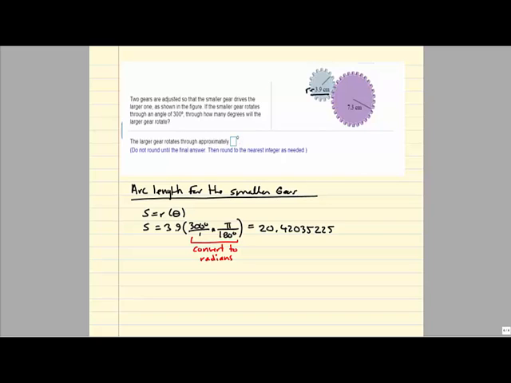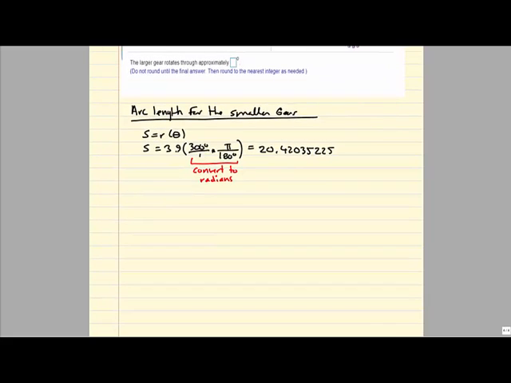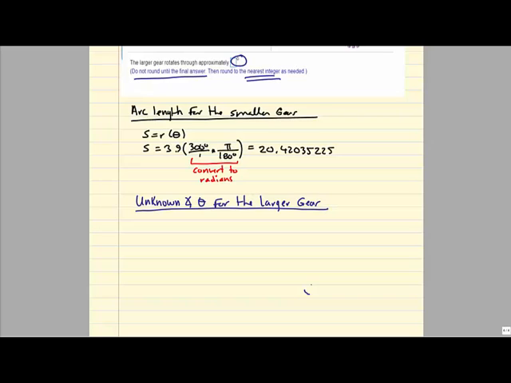Now our whole problem was the larger gear rotates through approximately how many degrees? Well, that means for the larger gear we have an unknown angle. So for the larger gear, that's going to be theta for the larger gear. Now if you notice in the instructions, they ask for this in degrees. It says do not round until the final answer, then round to the nearest integer. And I need to make sure I convert to degrees.